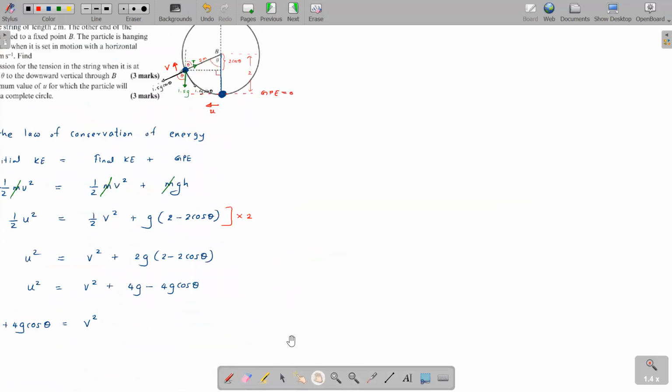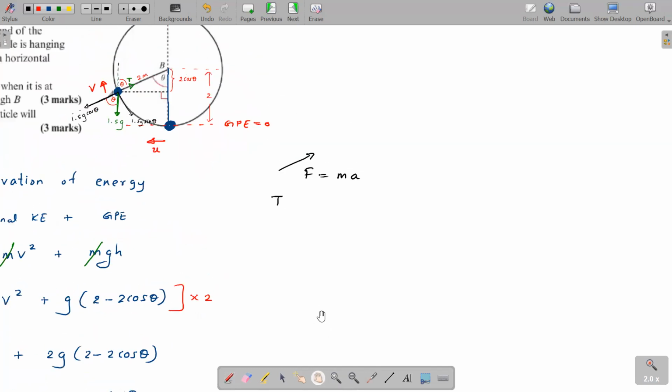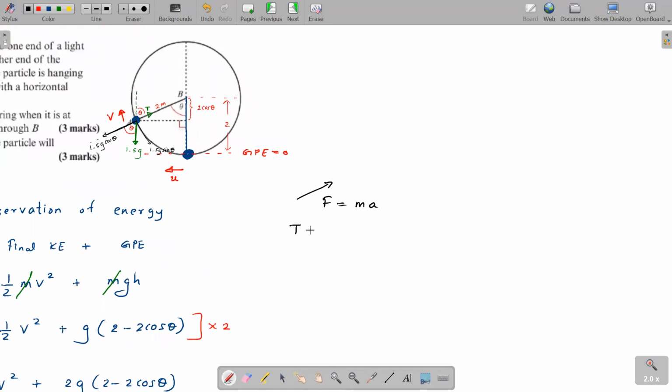Now we will apply F equals MA towards the center. Towards the center, you have the tension. So towards the center, we have tension minus 1.5 g cos theta equals mass into acceleration. Mass is 1.5 kilograms. Acceleration is the centripetal acceleration, V square over R, or you can even use R omega square. But I'm going to go with V square over R.